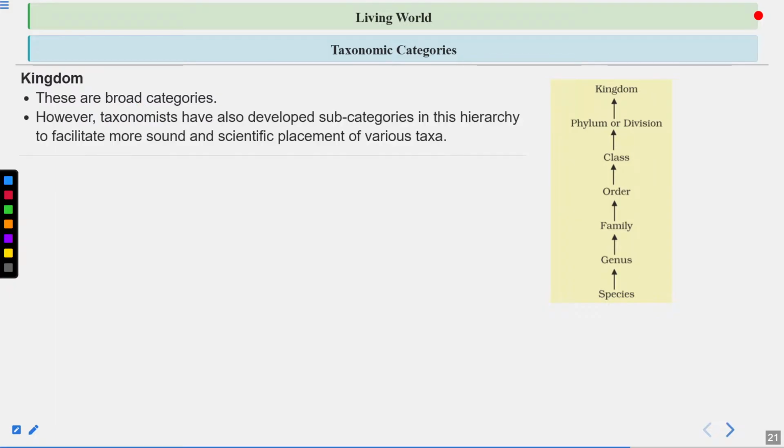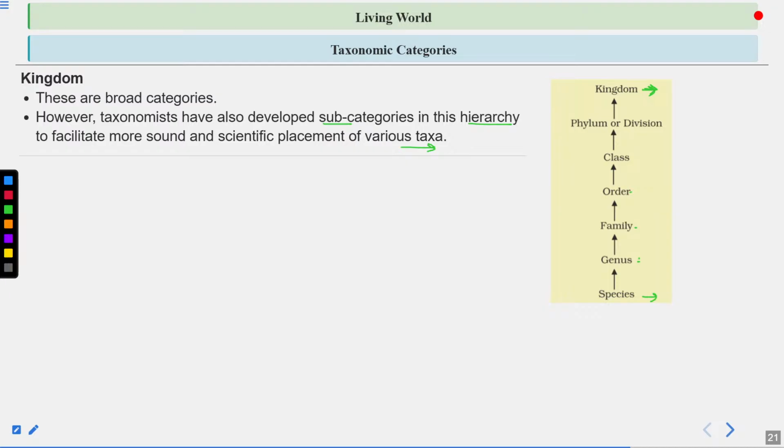However, taxonomists have also developed subcategories in this hierarchy to facilitate more sound and scientific placement of various taxa. So you can see this is the taxonomic hierarchy in ascending order. Species is the lowest taxon. Then higher to species you have the genus. Then higher to genus is family. Then you have order, class, phylum or division, and then kingdom is the highest taxon. Kingdom is quite broad. You have to remember this.